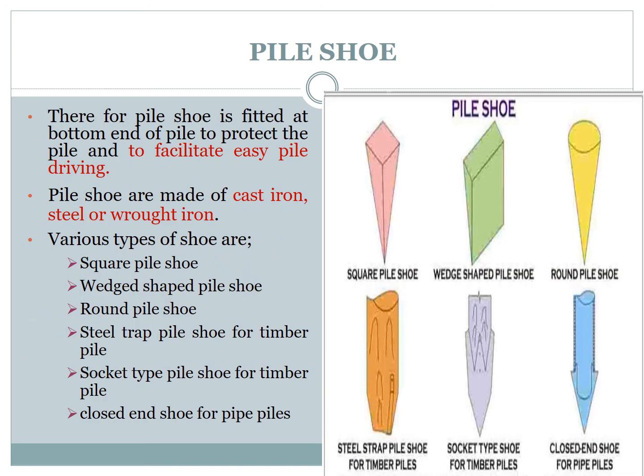Pile shoe. While driving a wooden pile by hammer, the bottom end of the pile gets damaged or deteriorates, causing difficulty in driving. Therefore, a pile shoe is fitted at the bottom end of the pile to protect the pile and to facilitate easy pile driving. These pile shoes are made of cast iron, steel or wrought iron, and the various types of shoes are square pile shoe, wedge shaped pile shoe, round pile shoe, steel strap pile shoe, socket type and closed end shoe for pipe piles.